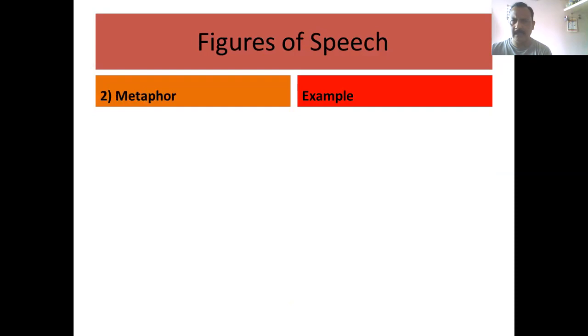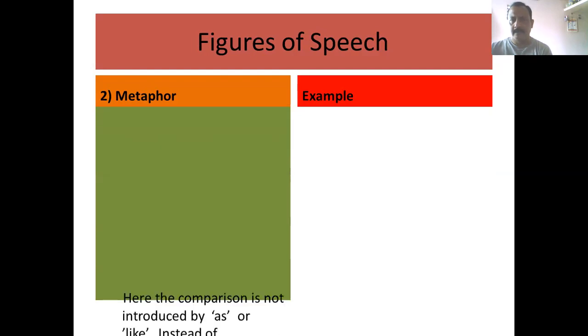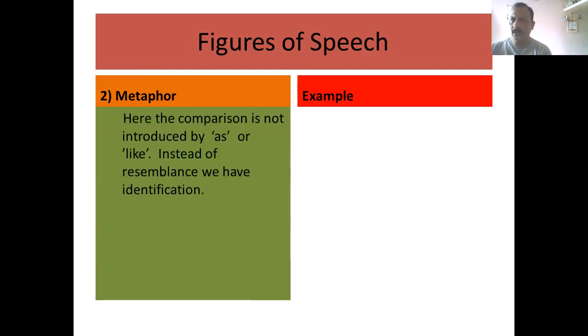Then the next figure of speech we are going to see here is metaphor. Now, here the comparison is not introduced by as or like. Instead of resemblance, we have identification. Means in the simile, as or like were used there. But now here as or like are not used. Here the similar things are compared, and when these things are compared and their identity is revealed directly, at that time it is called metaphor.